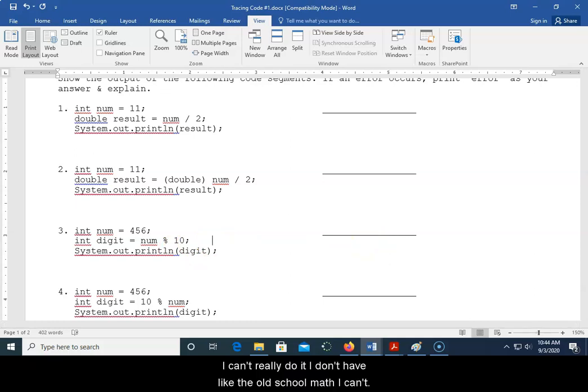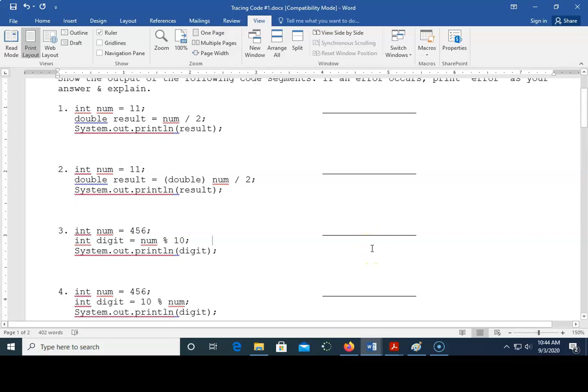I can't really do it. I don't have like the old school math. So either way, 10 goes into 456 45 times with the remainder of 6. So digit is 6. Okay.